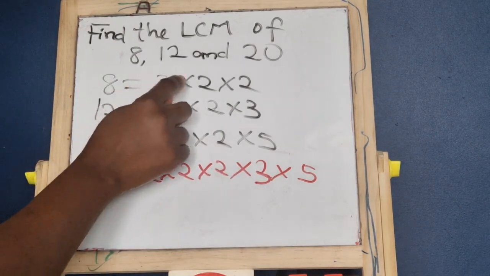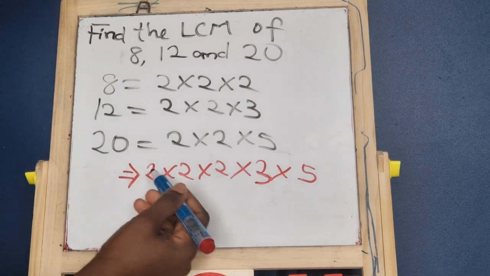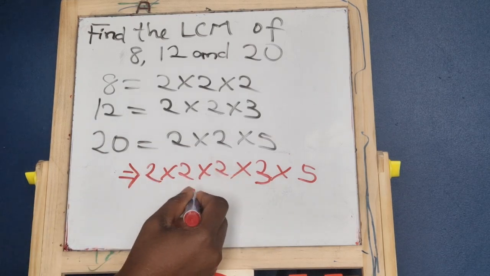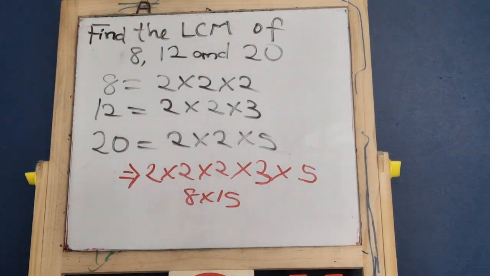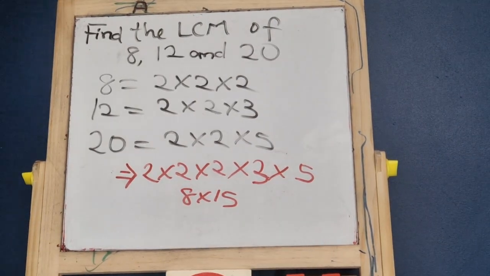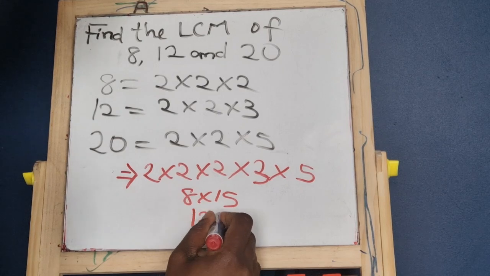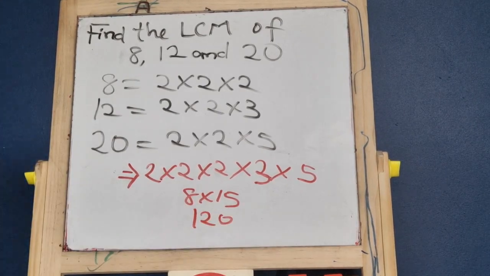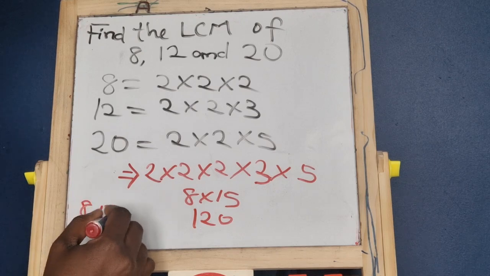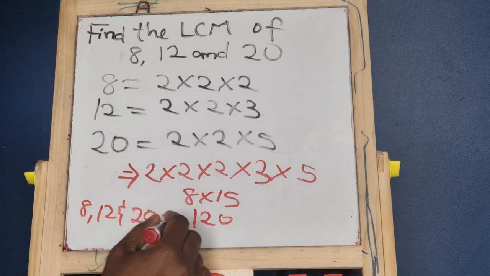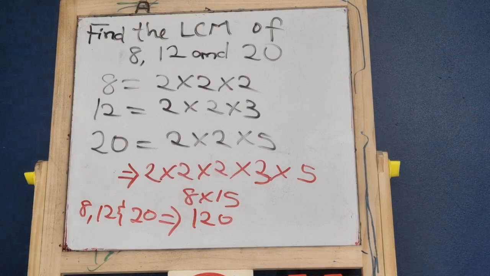2 appears 3 times, the maximum number of times. So that will be 2 times 2 times 2, which is 8. Then 8 times 15, and that will give 120, just like we got in the first method that we used. So the LCM of 8, 12, and 20 is 120.